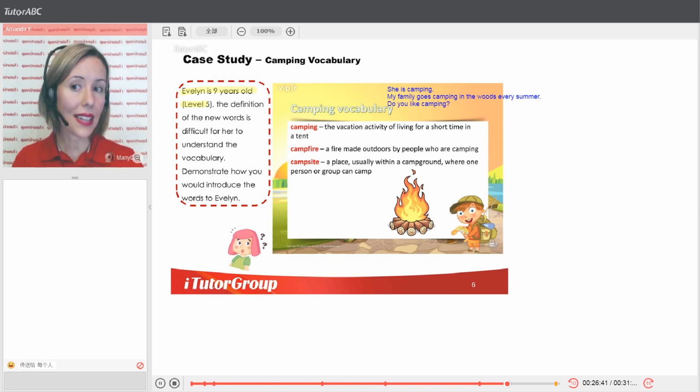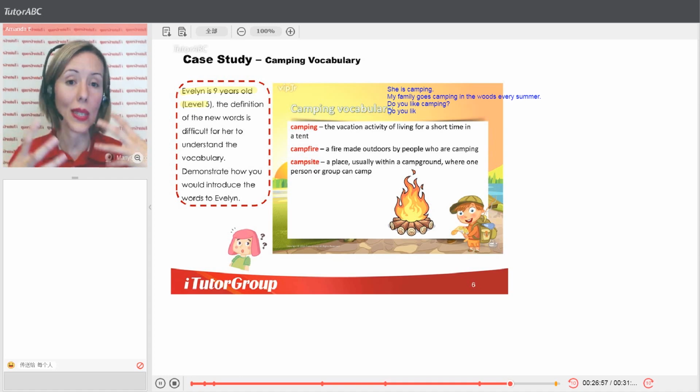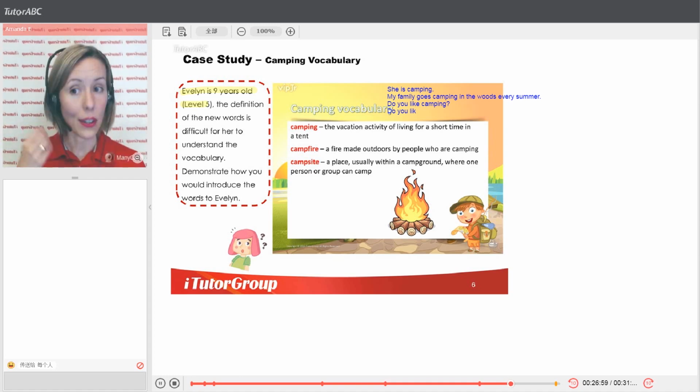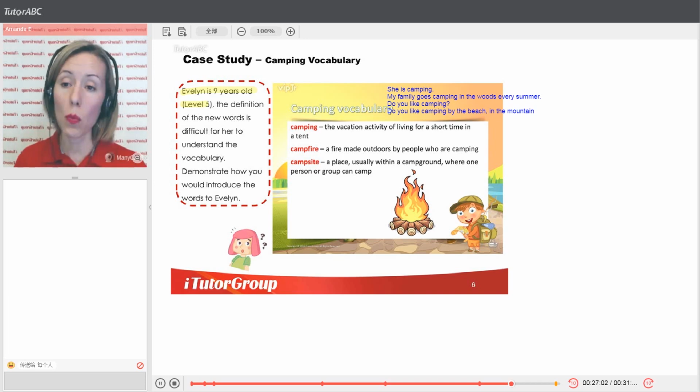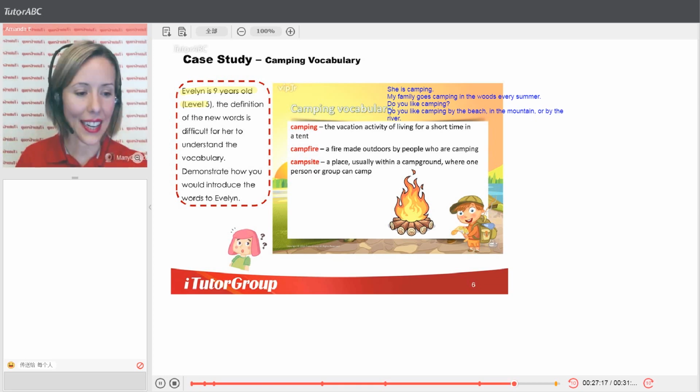And if she says yes, I might ask a little bit more. Do you like camping at the beach, in the mountains, or by the river? And see what she says. So this is also helping to explain a little bit more about camping, that you can do it in different places. But it's a little bit more interactive than just telling her what it is. And at the same time, we're practicing using the word. And the more she hears the word and uses the word, the better it will stick in her head.